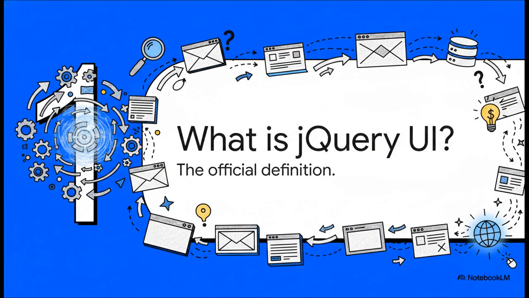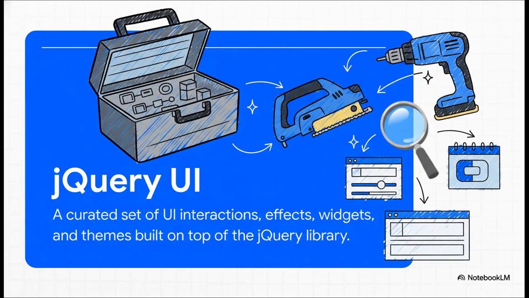Okay, so what is this library that's had such a long life and is still powering so much of the internet? Let's break it down. The official definition is pretty straightforward, but a really good way to think about it is like this. If the original jQuery library was the essential toolbox for working on a web page, then jQuery UI was the set of pre-built, powerful tools that let you create a really polished, slick user interface without having to build every single little thing from scratch.